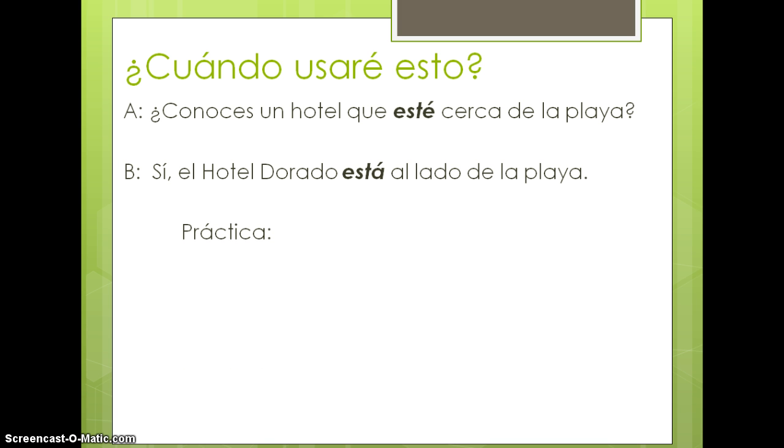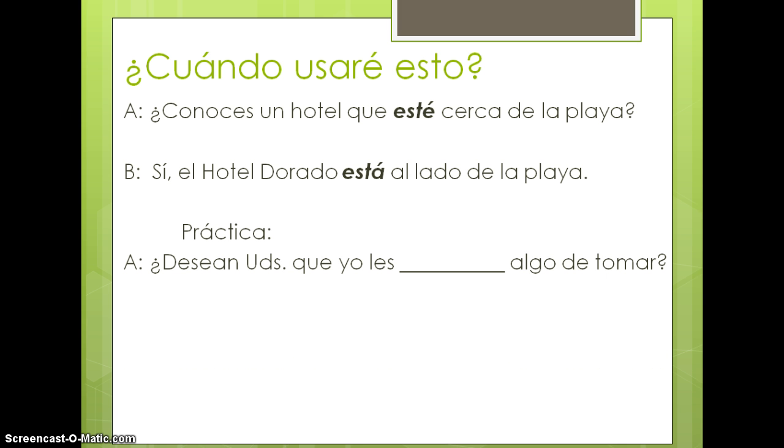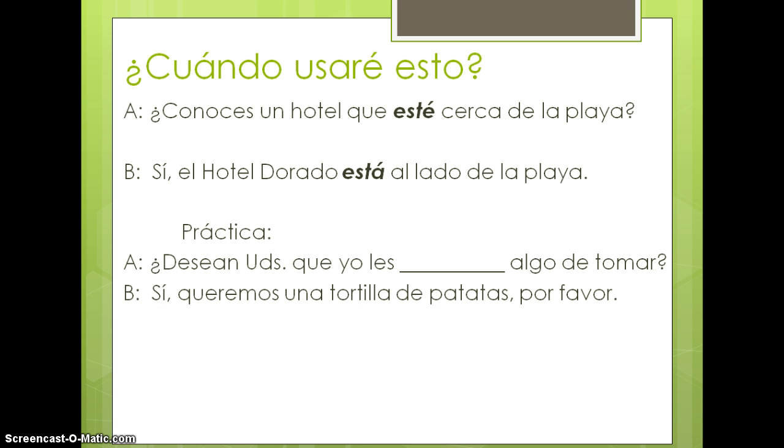So we'll try again a little bit of practice. Remember that in these questions, if the person responding knows the answer, then you use the indicative. So here you go, your first one. Pause it really quick, fill in the space. You're going to use a form of traer in the first one.